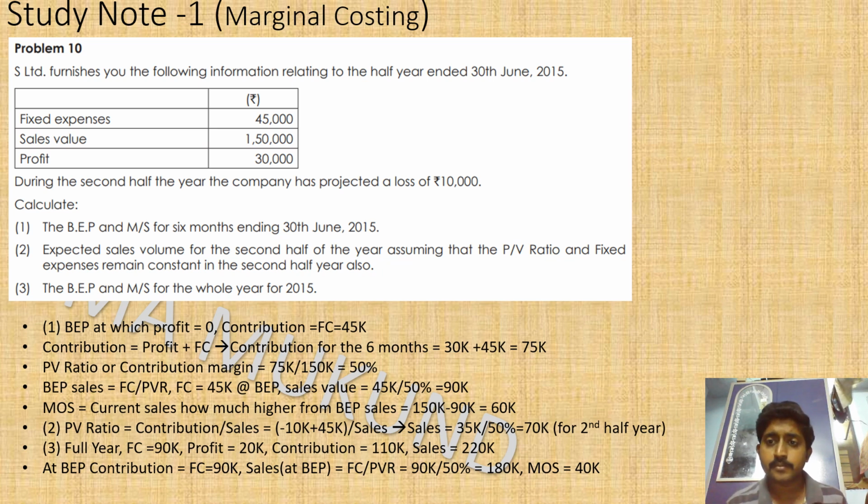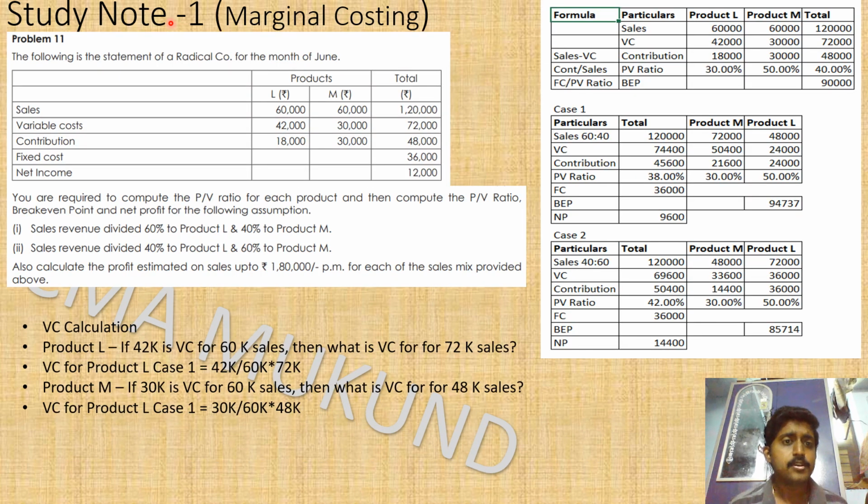Okay, I'm moving to the next. The following is a statement of Radical company for the month of June. There is L product, M product, and the total. Sales, variable cost, contribution is given. Fixed cost is not divided between the two products; it is given for the company as a whole. So contribution 48,000, out of which 36,000 goes towards the fixed cost, and 12,000 is the net income.